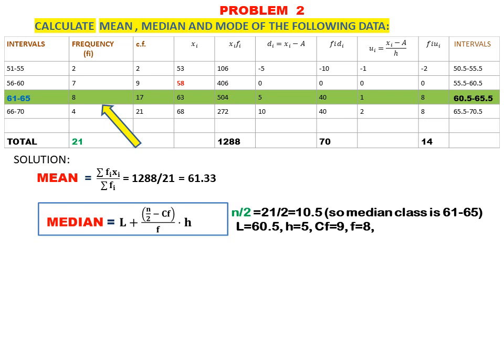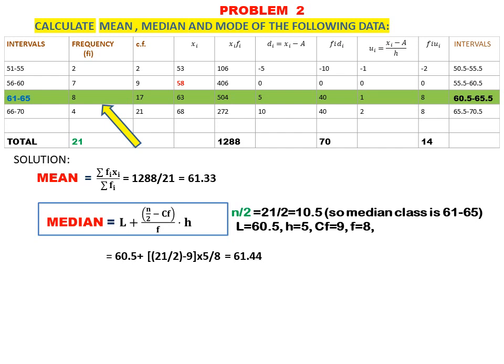So CF we have taken as 9, because you have to take the cumulative frequency of the preceding class. And F is 8. F is the frequency of that particular class, that is 8. Right? So you have to substitute the values and calculate. It is 60.5 plus 21 by 2 minus 9 upon 8 into 5. Right? So it is 61.44.